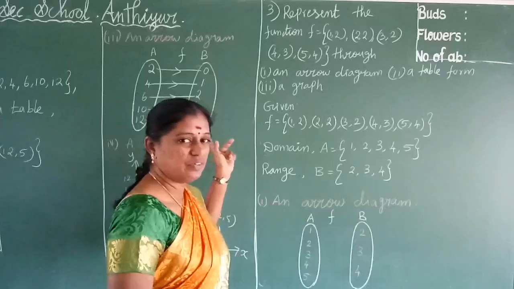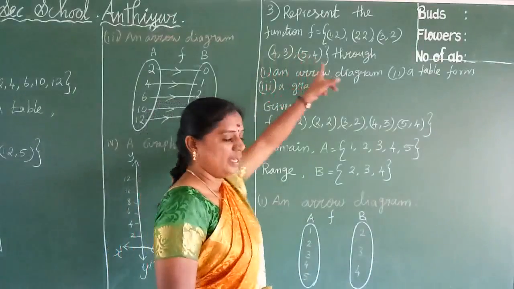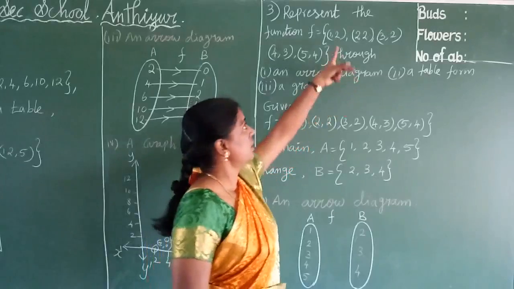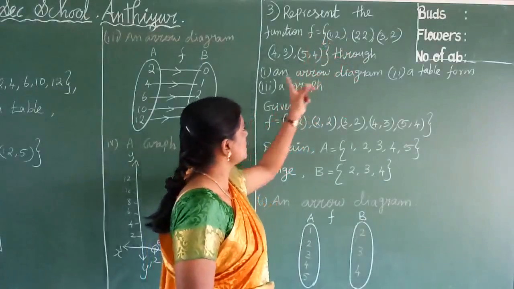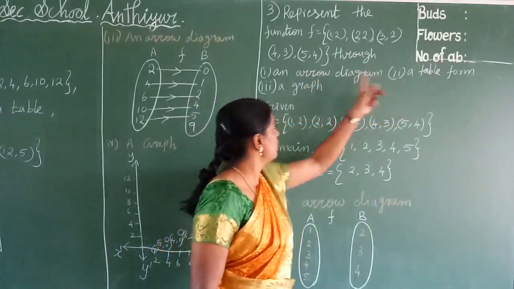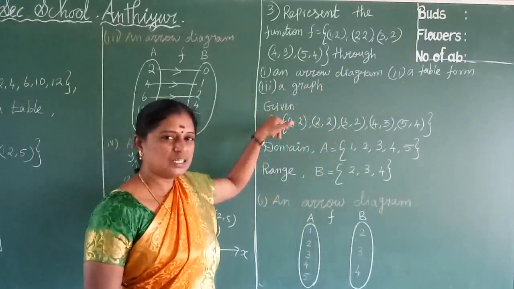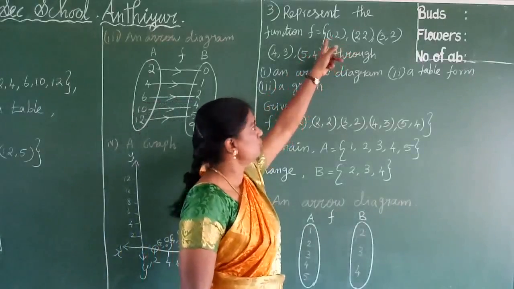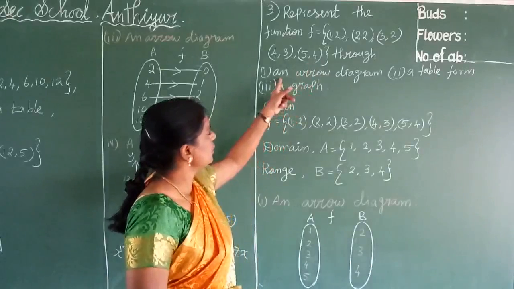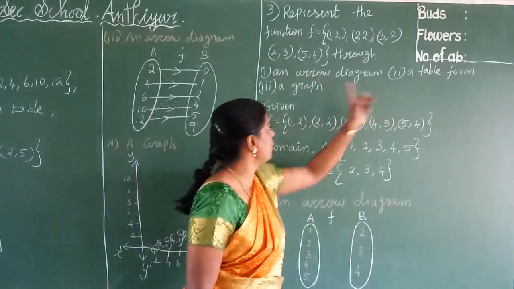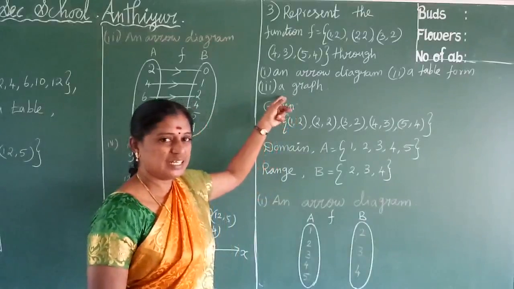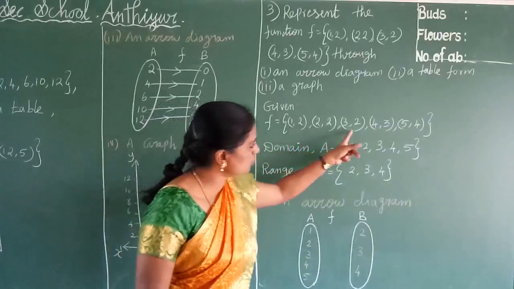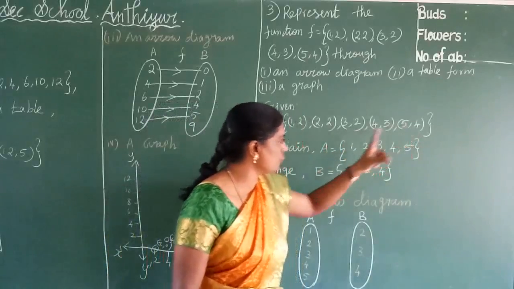In the second sum we discussed A and B given, function also given. We have to find the set of ordered pairs, using this draw an arrow diagram and table form and graph. But this third question already gives the ordered pairs. Using this you have to draw an arrow diagram and table form and graph. Is it clear?